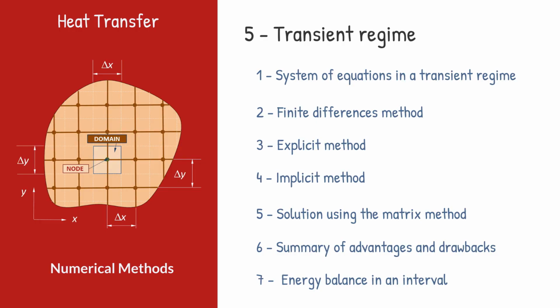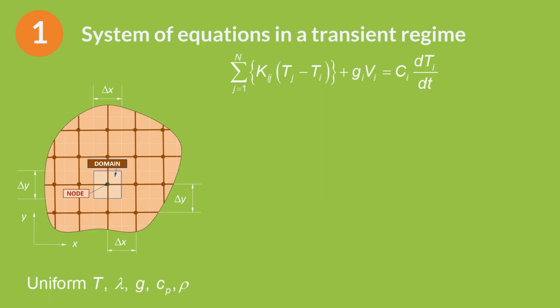Wrapping up. The energy balance method consists in using a discrete physical model of the solid under study. In each domain, temperature, properties, and internal heat generation are assumed to be uniform. The system of equations is derived from the application of the energy conservation equation in each domain.